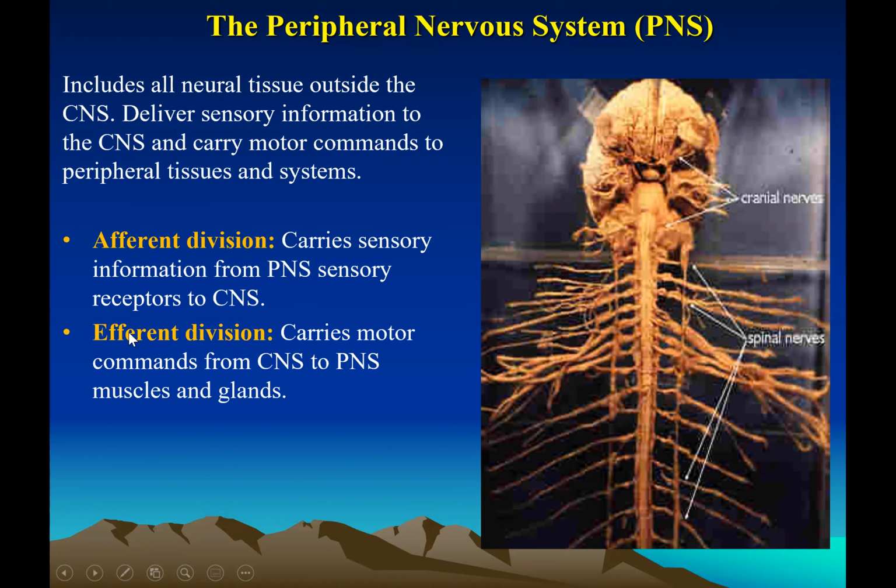This carries the motor commands from the central nervous system to the peripheral nervous system. So if you want your hand to pick up your pen, your brain has to send the command through the nerves that go to your biceps to flex your elbow and do what you want it to do, and your wrist muscles. Afferent, arriving; efferent, exiting.